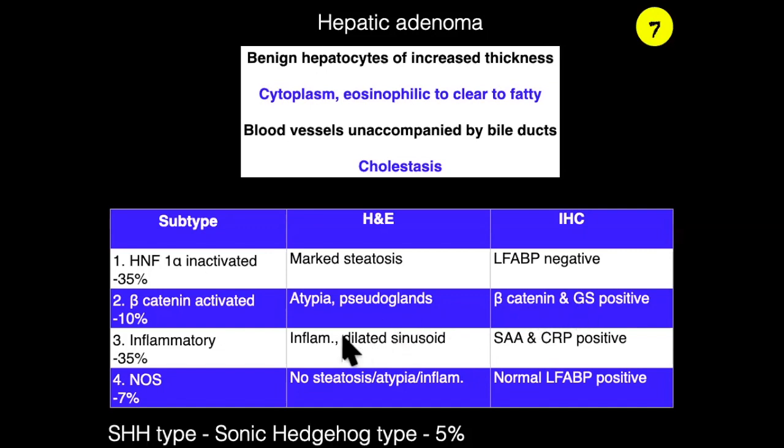In inflammatory type, you see a lot of inflammation with dilated sinusoids. Here, C-reactive protein and serum amyloid associated protein will be elevated. And remember, serum amyloid protein is associated with inflammation. So in that way, you remember the inflamed adenoma in the liver. In NOS type, none of these findings will be there: no steatosis, no atypia, no inflammation. In SHH type, they have not come up with any specific morphological pattern.